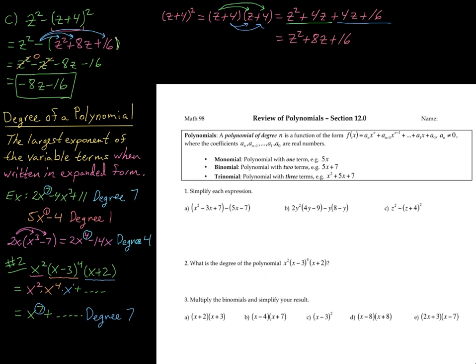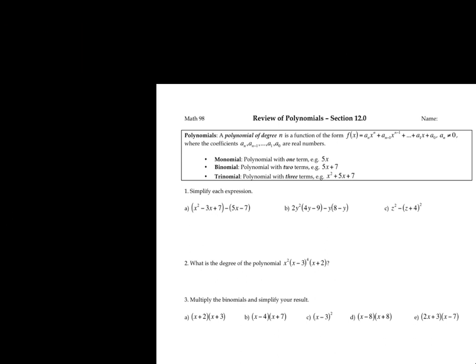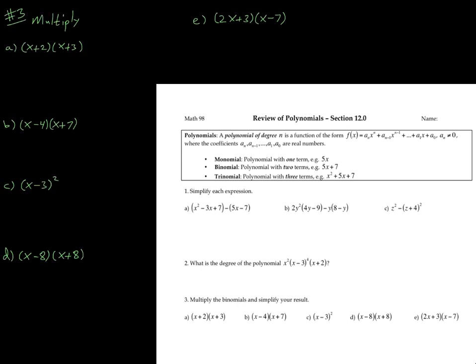So now let's go ahead and press on to question number 3. Here we're asked to multiply the binomials and then to simplify our results. As I said in the last video, this really is the process people refer to as FOIL. Certainly you can call it that if you like. The idea though is really just about the distributive property.